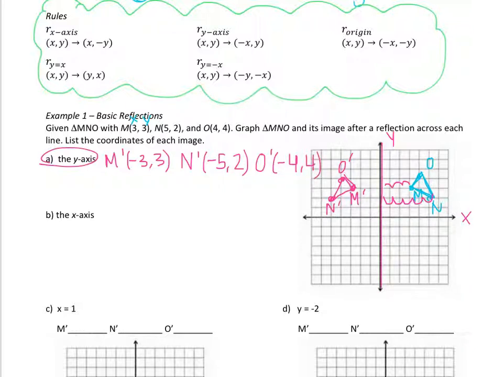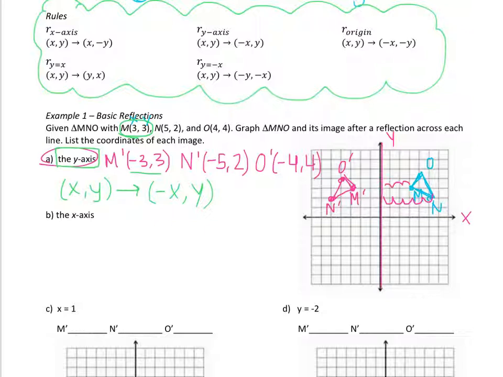And as I mentioned earlier, we will be able to see the rule that comes when we reflect over the y-axis. So if I'm looking at my original point M and my new point M prime, I notice that the x goes from positive to a negative. And the y stays +3 and it's the same. So it looks like we're taking the x's and negating them and taking the y's and keeping them the same when we reflect over the y-axis.